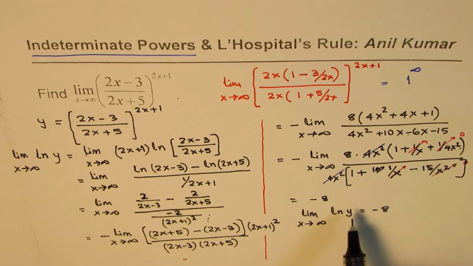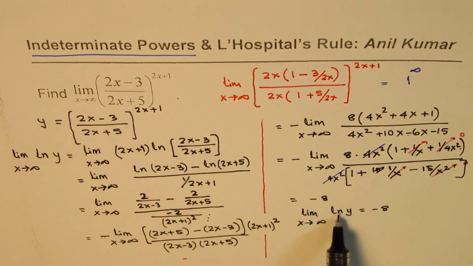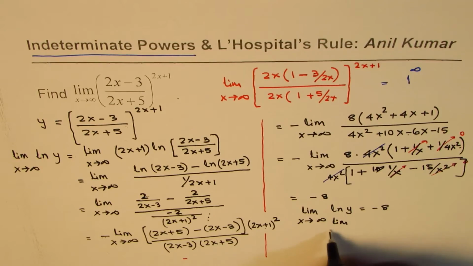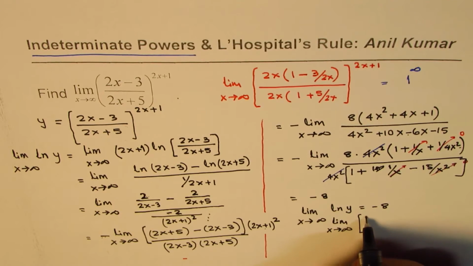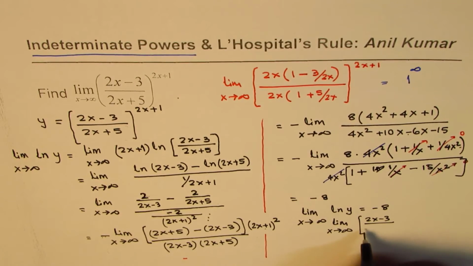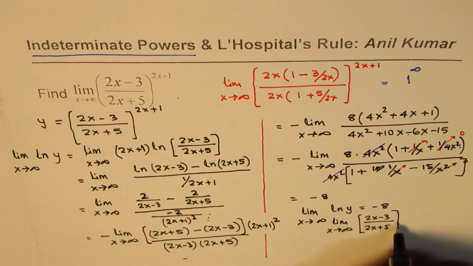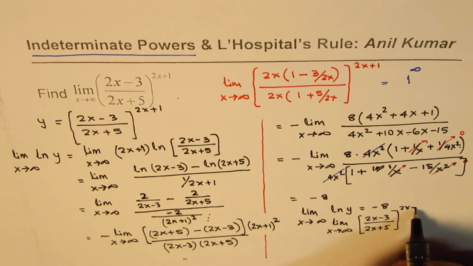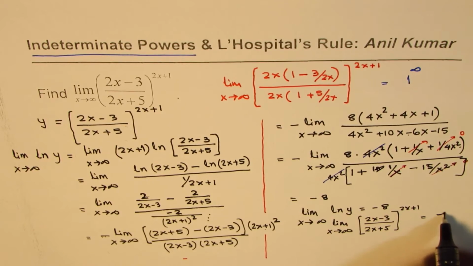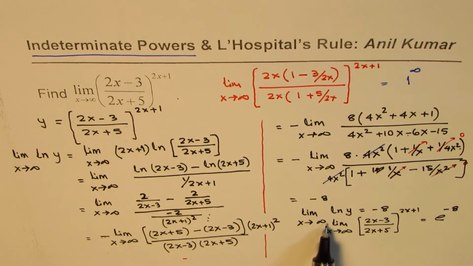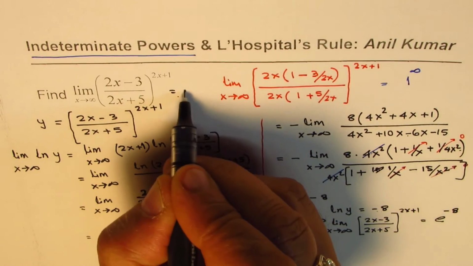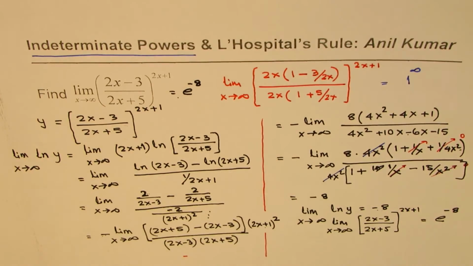Now, what is the limit for y, right? Since it is ln y, the limit when x approaches infinity for y, which is all this function, 2x minus 3 divided by 2x plus 5 whole to the power of 2x plus 1, equals e to the power of minus 8, right? So limit when x approaches infinity for ln y is minus 8. So limit for y is e to the power of minus 8. So that is the answer.